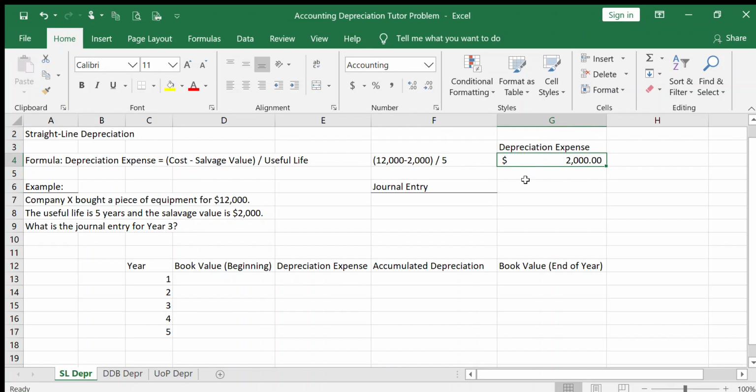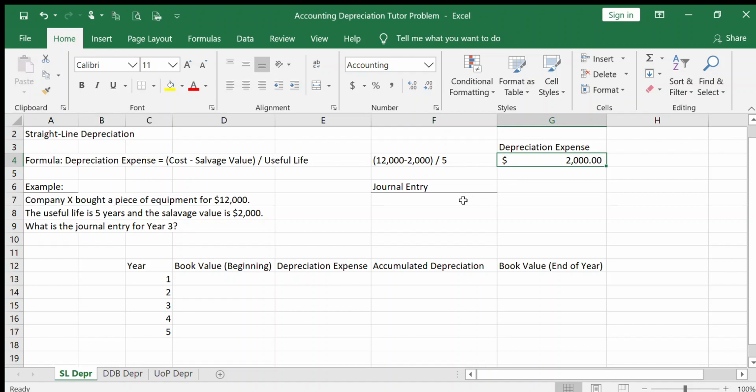All right. With straight line depreciation, our depreciation expense is not going to change from year to year. So year 1 is going to be the same as year 2, year 3, and so on. So when it's asking for our journal entry for year 3, they really could be asking what our journal entry would be for year 1, year 2, year 4, year 5, whatever, because it's not going to change our dollar amount. It's going to be $2,000 the entire useful life of our piece of equipment.